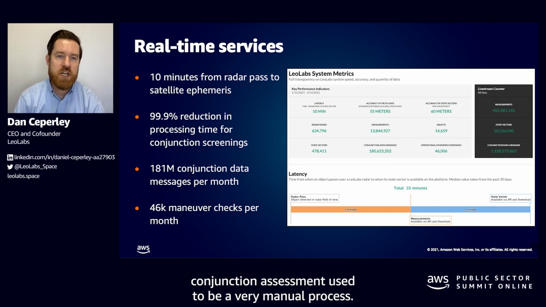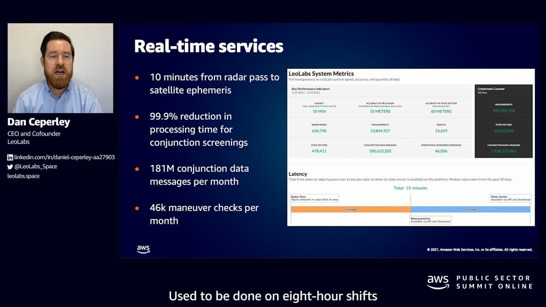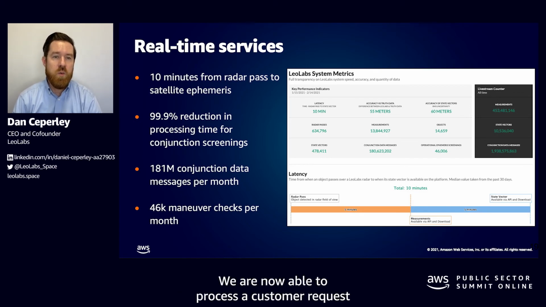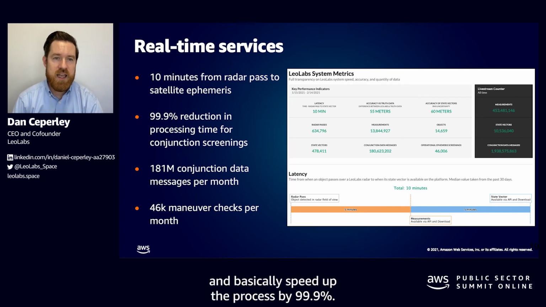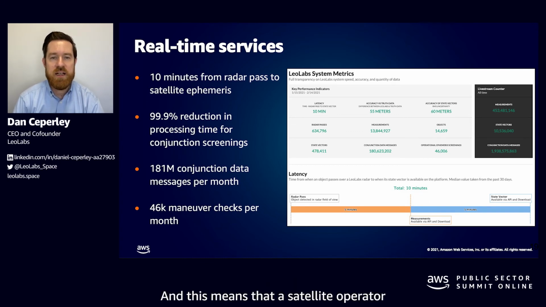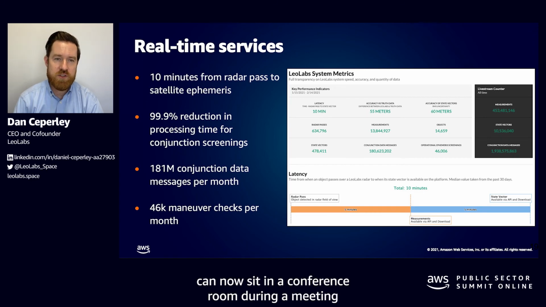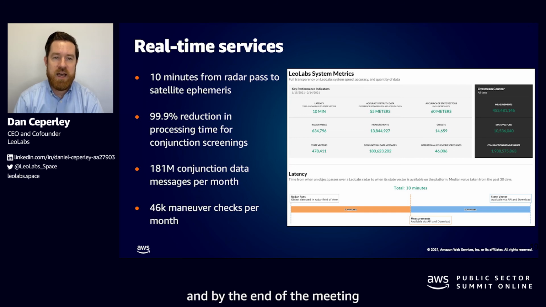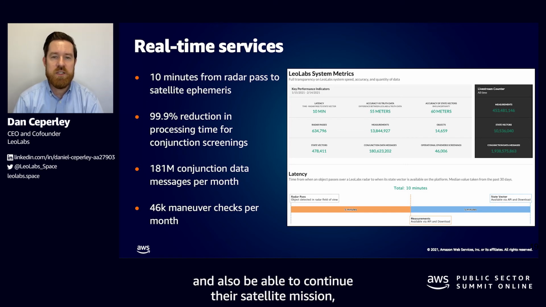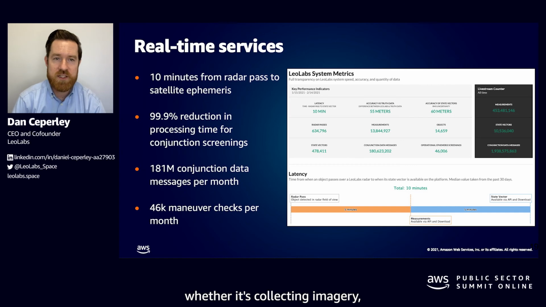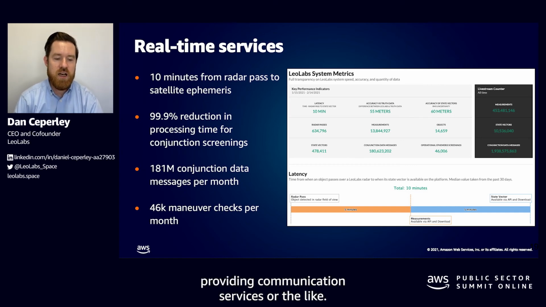As Shayn mentioned, conjunction assessment used to be a very manual process. It used to be done on 8-hour shifts with a lot of human intervention. We are now able to process a customer request in a handful of seconds and basically speed up the process by 99.9%. And this means that a satellite operator can now sit in a conference room during a meeting and iterate on their satellite navigation plans, and by the end of the meeting, have a solid plan of action to prevent a collision and also be able to continue their satellite mission, collecting imagery, providing communication services, or the like.